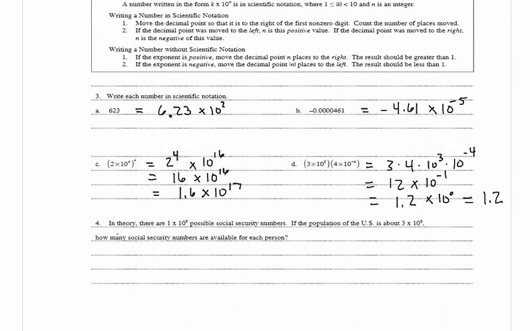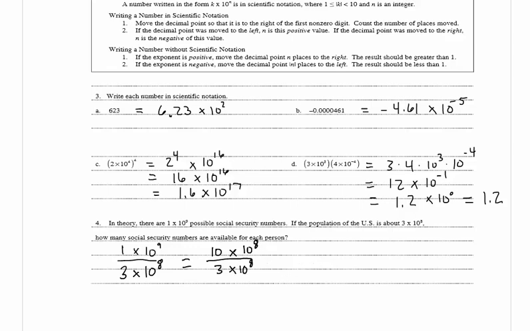In 4, it says, in theory, there are 1 times 10 to the 9th possible Social Security numbers. If the population of the U.S. is about 3 times 10 to the 8th, how many Social Security numbers are available for each person? So we have 1 times 10 to the 9th divided by 3 times 10 to the 8th. And we can rewrite this as 10 times 10 to the 8th divided by 3 times 10 to the 8th.